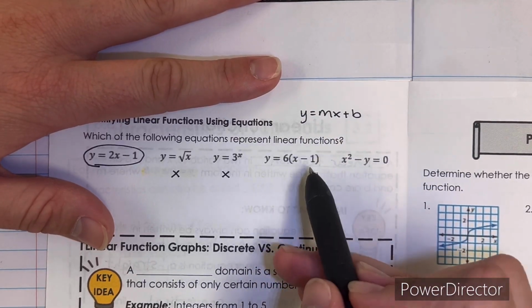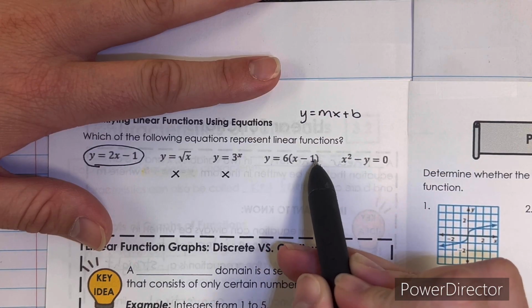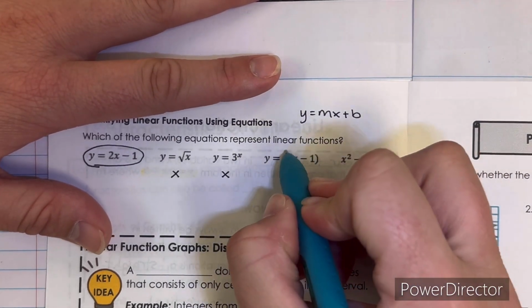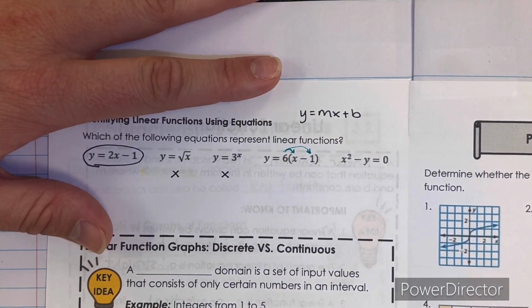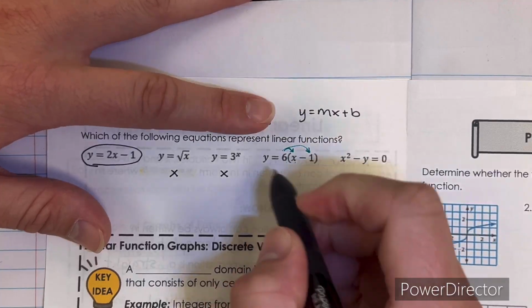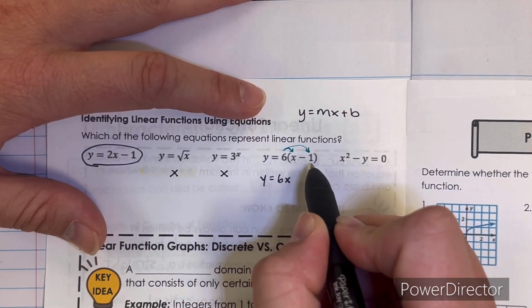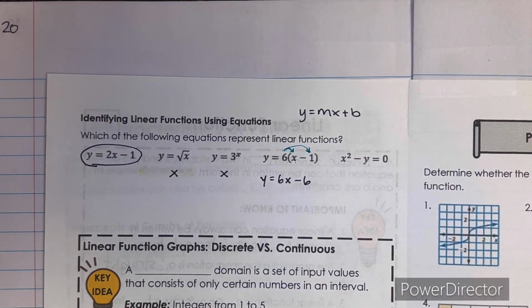But in math, you know that we deal with parentheses by distributing. So I'm going to distribute here and then see what happens after that. When I distribute, because you don't want parentheses, we need to clear those out. 6 times x is 6x, and then 6 times negative 1 is minus 6.